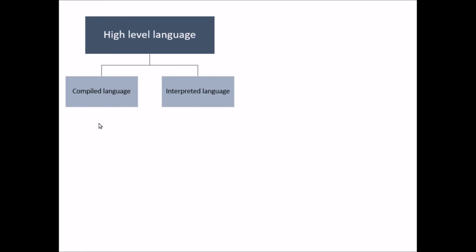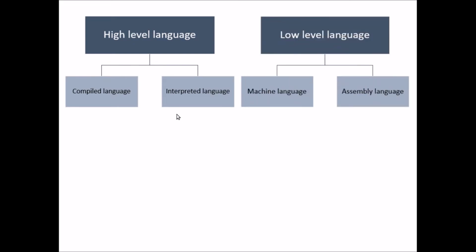So there are two categories of high-level languages. One are compiler-based, other are interpreter-based. And anyway, low-level languages are machine language, assembly language. I'm not going to that right now. Compilers, what is a compiler and what is an interpreter?